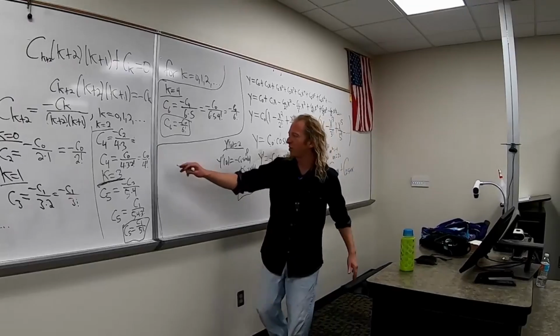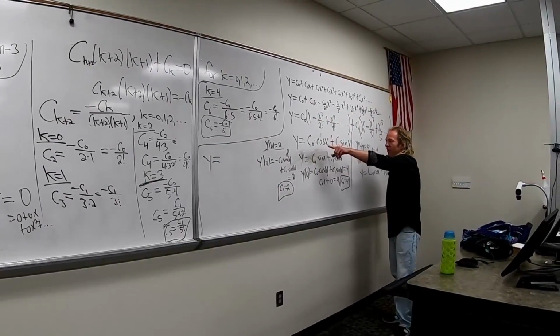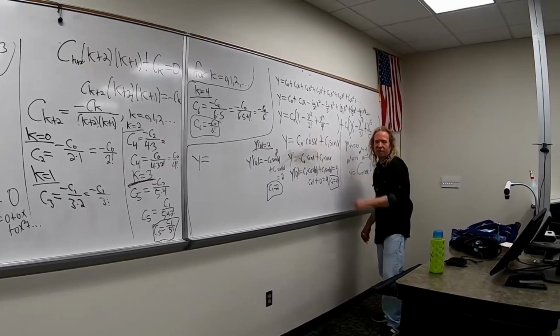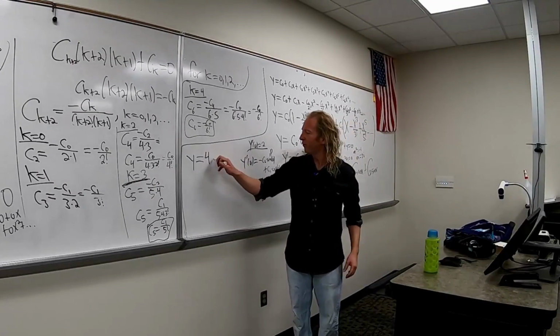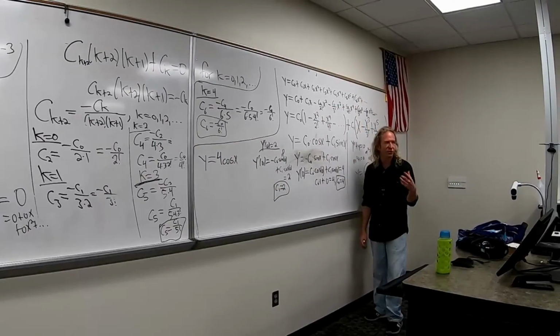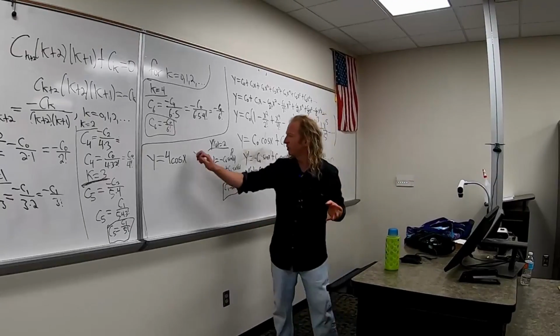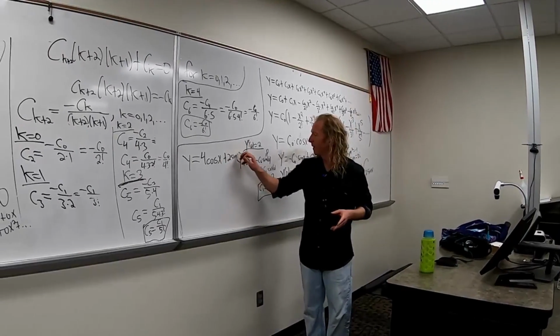So the final answer to the question is y equals, where is it? Oh, here we are. C0 was 4, so it's 4 cosine x. And then C1 is 2, so it's 2 sine x.